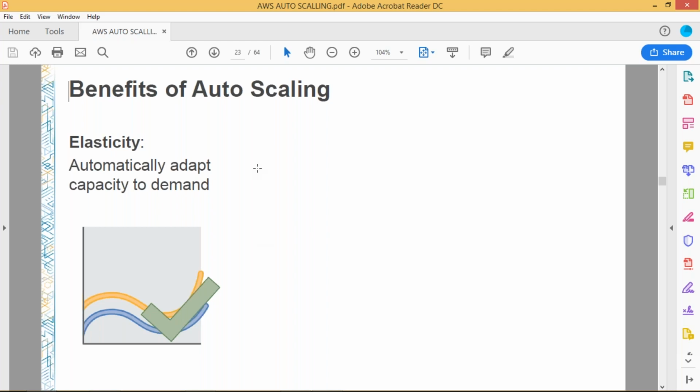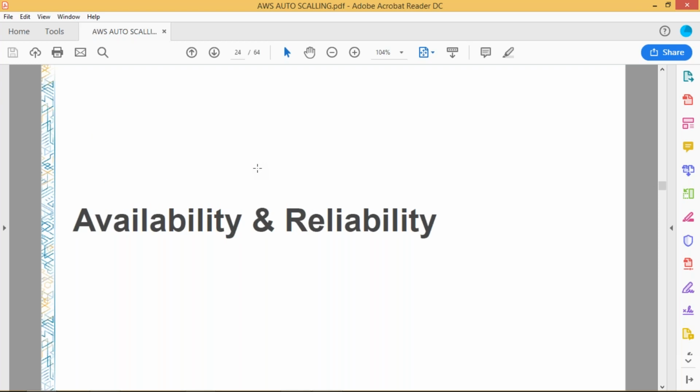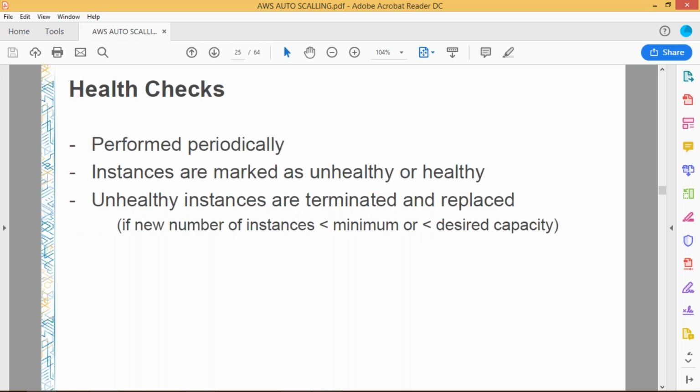So it is a cost-effective solution, because there is no downtime, and no RTO or RPO is happening. That is also a very important aspect. So availability and reliability: do we think we require all sorts of things? That is where we are going to use health checks. Why are health checks required?